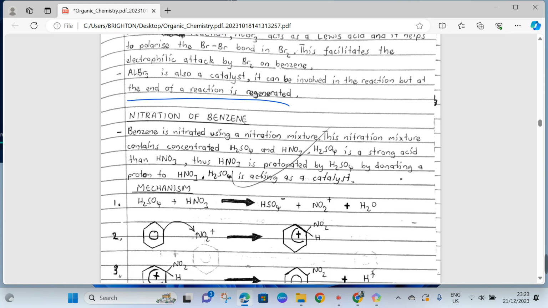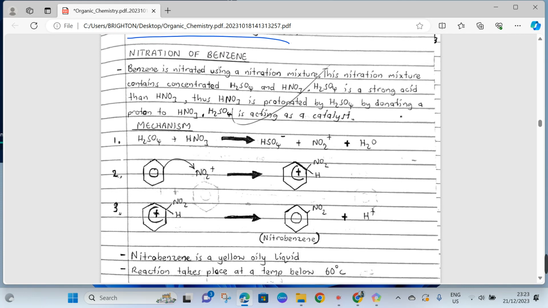Okay. Now let us talk about the nitration of benzene. Benzene can also be nitrated using a nitration mixture. The nitration mixture contains concentrated sulfuric acid and nitric acid. Sulfuric acid is stronger than nitric acid and therefore protonates nitric acid. So in the mechanism here we have concentrated sulfuric acid plus concentrated nitric acid.